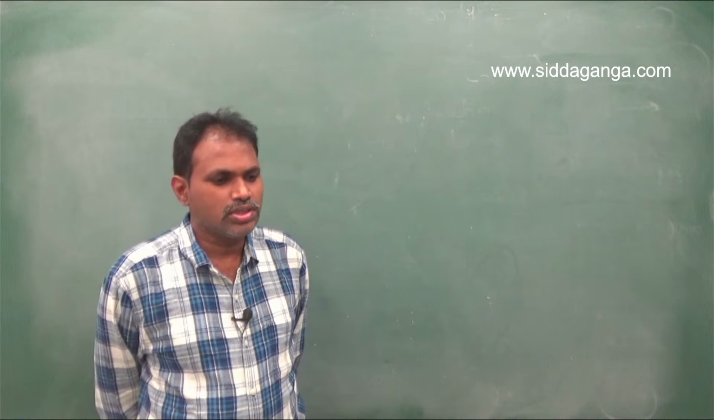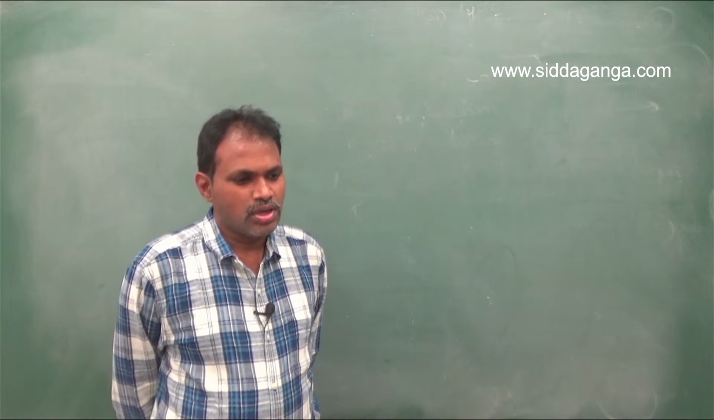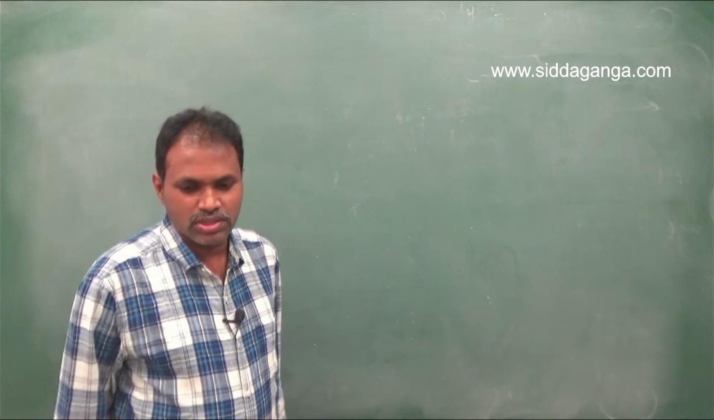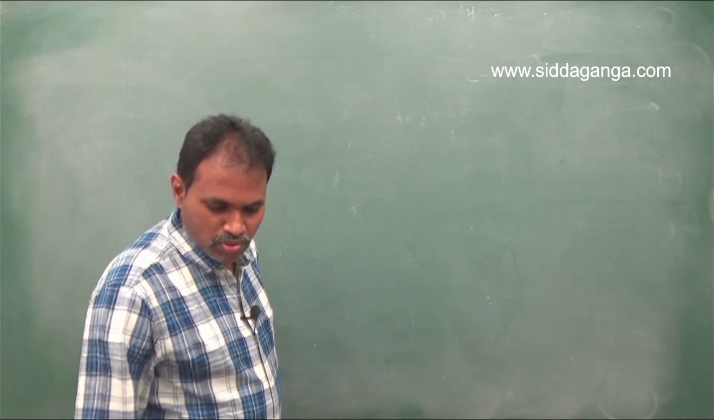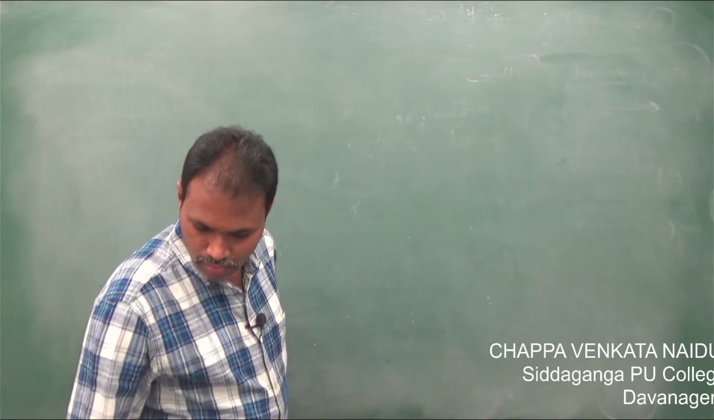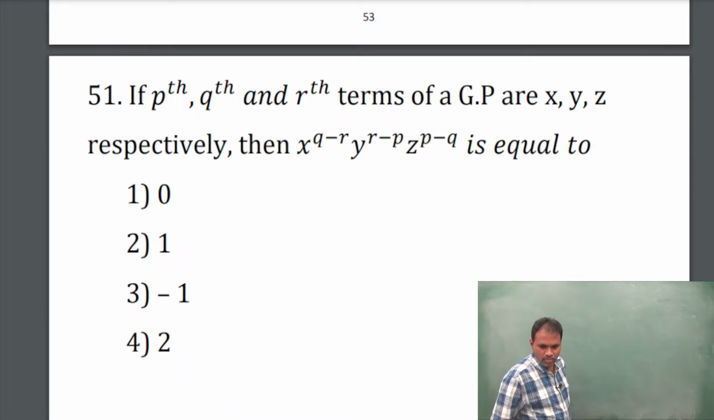Okay, today we are discussing competitive exam number 6, mathematics JE. Now, question number 1. If pth, qth and rth terms of a GP are x, y, z respectively, then x power q minus r, y power r minus p, z power p minus q is equal to.